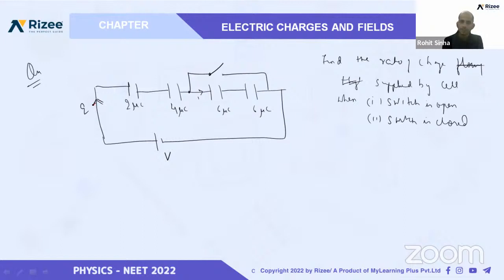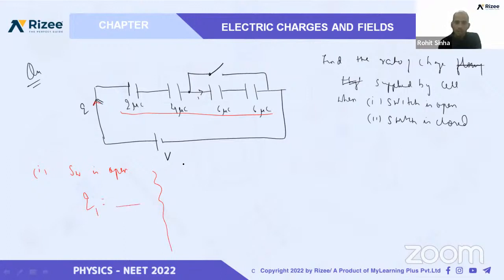Okay, now first we assume the switch is open. If the switch is open, we have to take the total capacitance here and just solve it. We will get Q directly. Okay, let us assume this will be Q1.